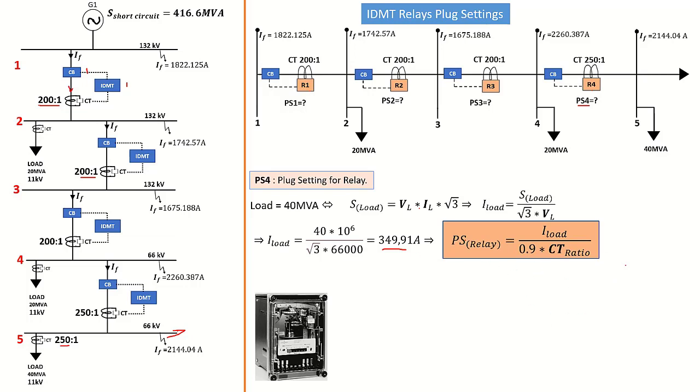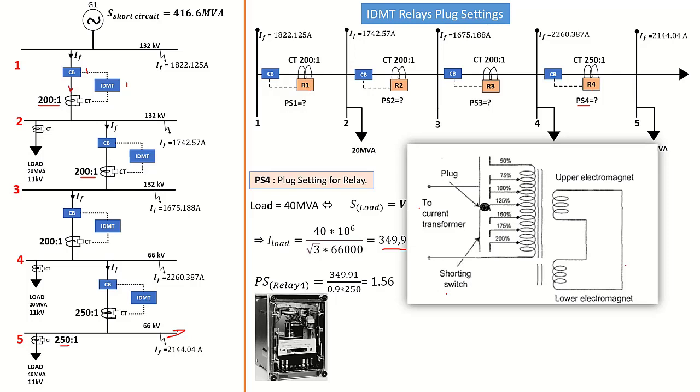Now the next thing to do: we know what the load current is and what our CT ratio is. We can then calculate our plug setting for the relay by substituting. The plug setting for relay 4 will then be 349.91 over 0.9 times 250, and that gives me 1.56. 1.56 is the setting for the relay, but there are standard values that we can select from.